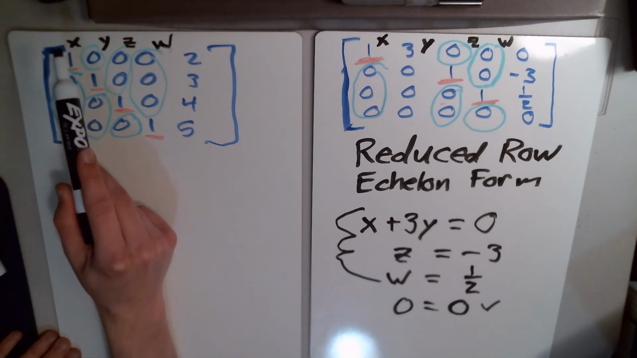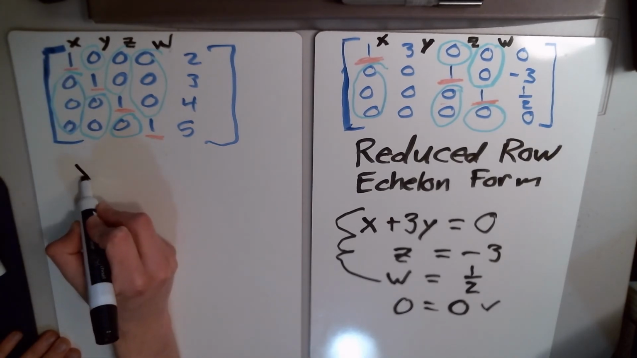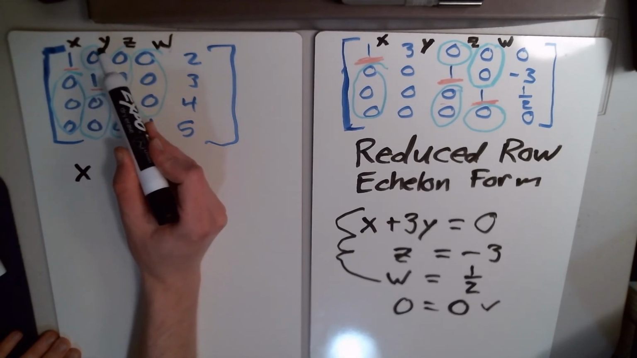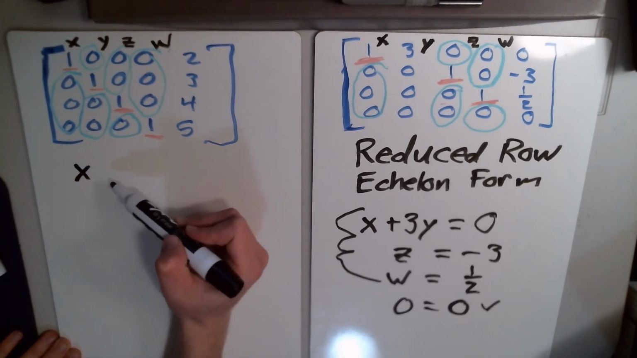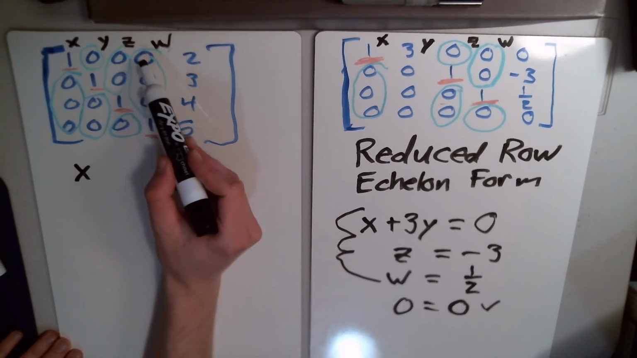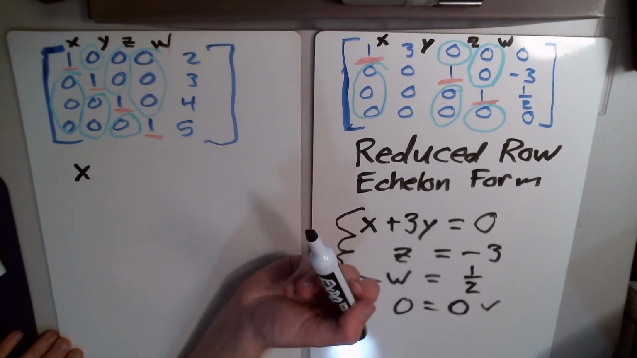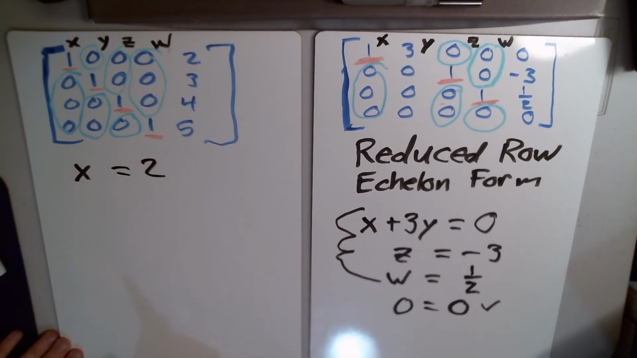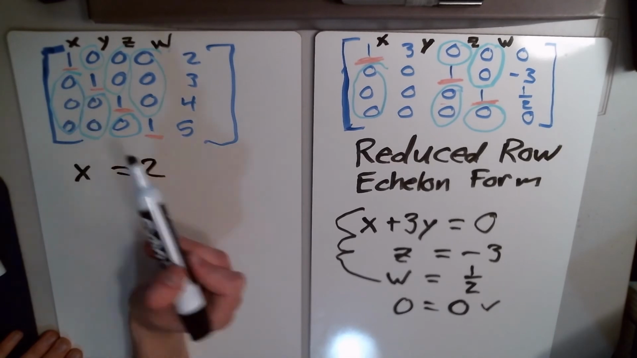I would get 1x. So 1 times x is just x. Plus 0y is 0. And then plus 0z is 0. Plus 0w is 0. And that would equal 2. Oh my. Okay, that's pretty nice.